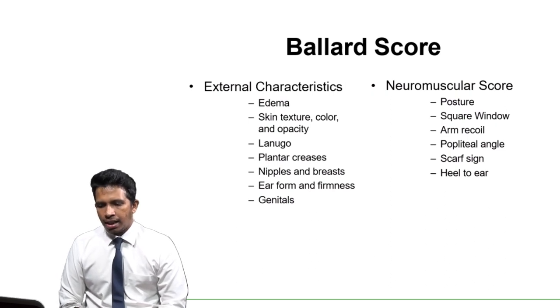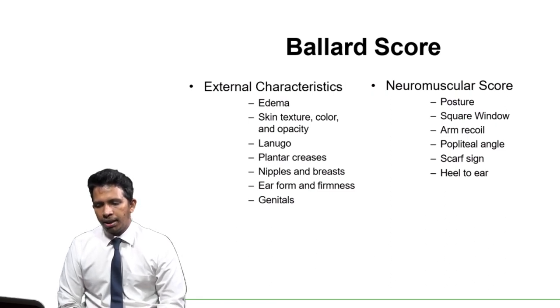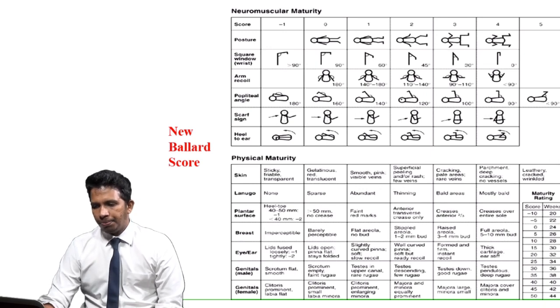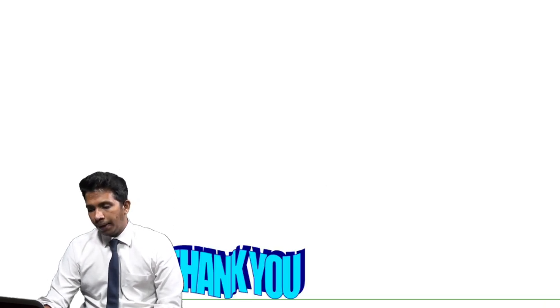They'll be looking at the external characteristics such as edema, skin texture, color, opacity, lanugo, plantar creases, nipples and breast, ear form and firmness, and genitals. The neuromuscular score will consist of posture, square window, arm recoil, popliteal angle, scarf sign and heel to ear. This is what they'll be looking at. Based on the score, we will determine how mature the child is and what the gestational age of the child is at birth.